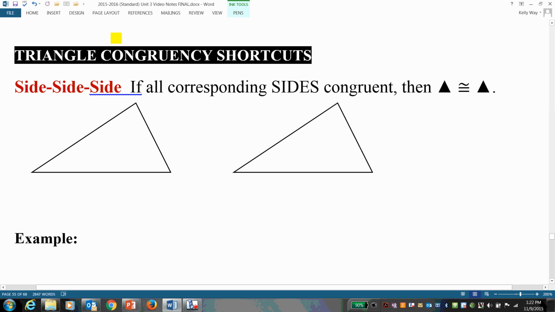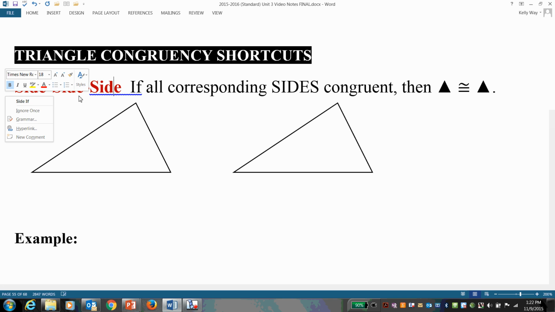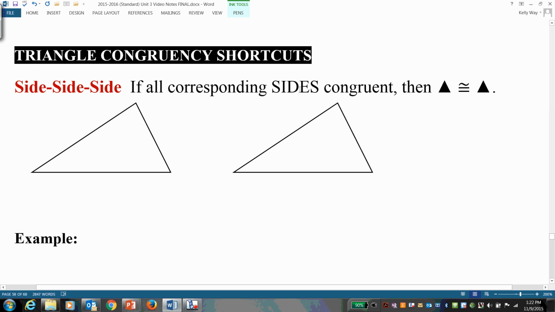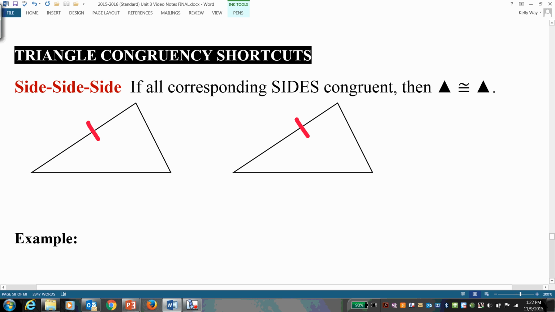The first shortcut is called side, side, side. And it says if all corresponding sides are congruent, then the triangles are congruent. So if you have a pair of sides congruent, another pair of sides congruent, a third pair of sides congruent, then we can say the triangles are congruent.